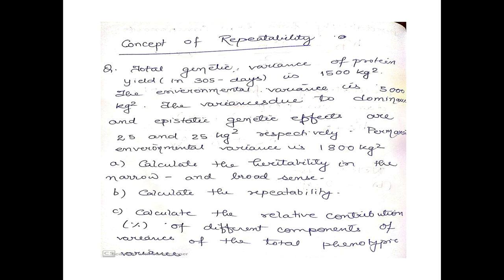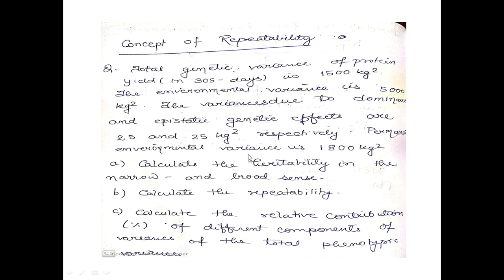Let's just see how. Suppose there is a question: total genetic variance of a protein yield in 305 days is 1500 kg. The environmental variance is 5000 kg square. The variances due to the dominance and epistatic genetic effect are 25 and 25 kgs respectively. Similar question, right? Which we discussed just now. Permanent environmental variation is 1800 kg square. Calculate the heritability in narrow and broad sense. Calculate the repeatability, which is important.